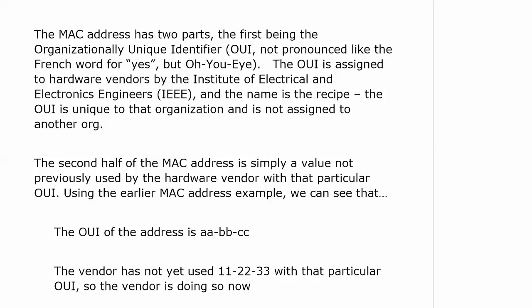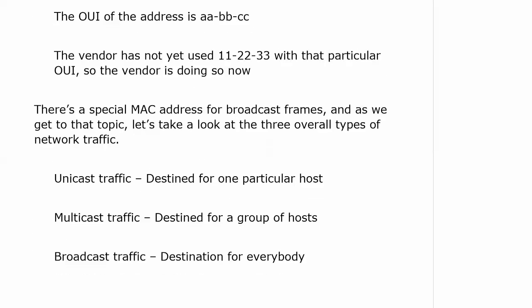The second half of the MAC address is simply a value not previously used by the hardware vendor with that particular OUI. So if we look at that earlier MAC address example, AABBCC112233, you could be asked on the test, what's the OUI? Which part of this identifies the vendor? And it's simply the first half of the address, AABBCC. And we also know the vendor has not used 112233 with that particular OUI yet, so the vendor is doing so now. That's all there is to it. No mystery at all.